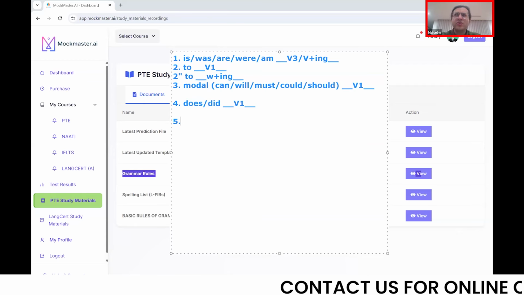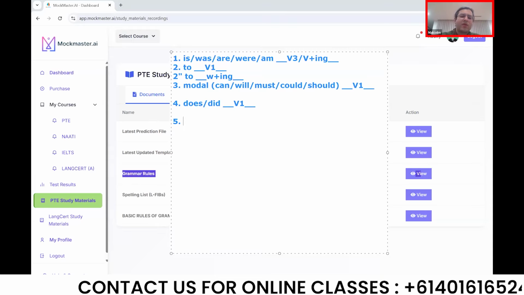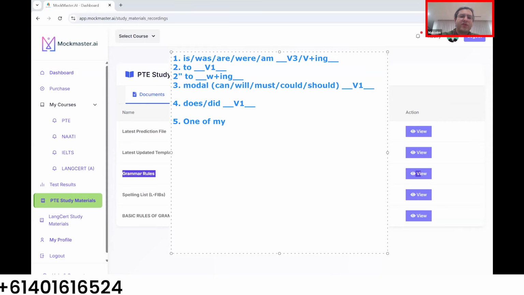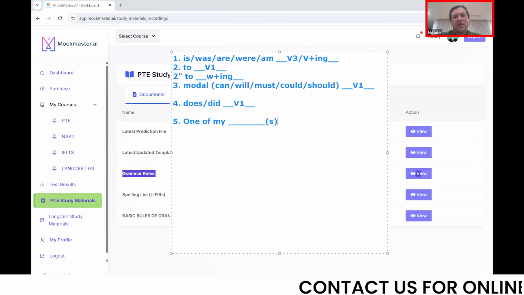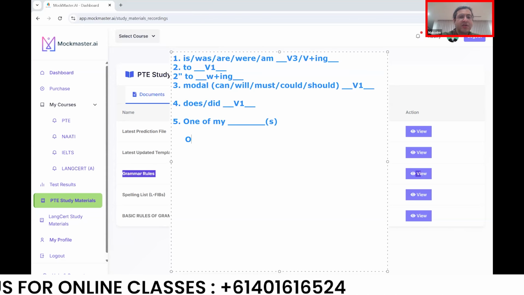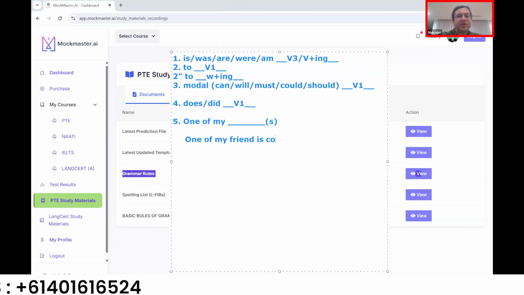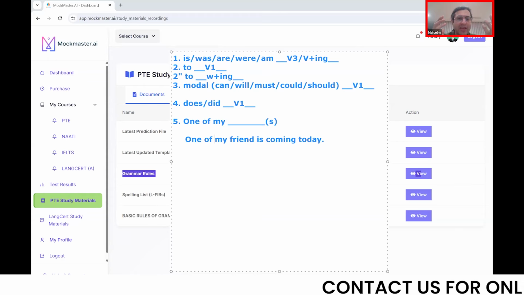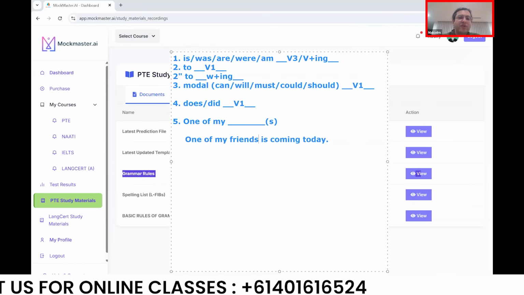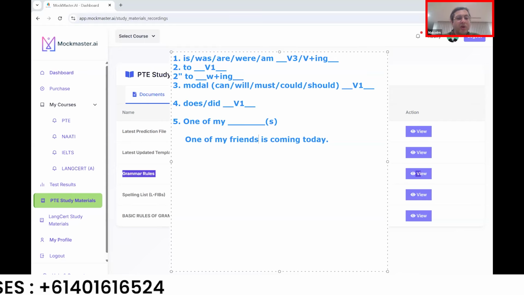Another is, it is not a rule, but "one of my" or "one of" dash. This word has to end with S, compulsory. Another common mistake, you will hear so many of your friends say this. What will they say? One of my friend is coming today. This is wrong. "One of" itself means one of many. And many means what? Plural. So it should always end with S. One of my students, one of my houses. It's always a plural noun. Please be careful.